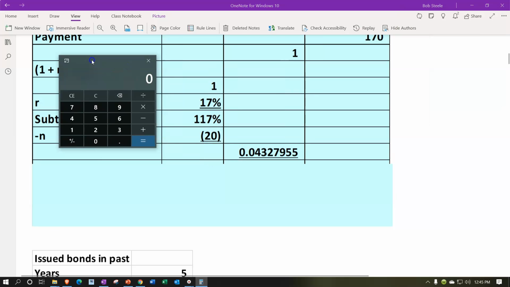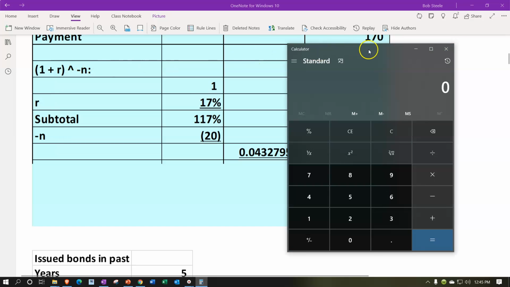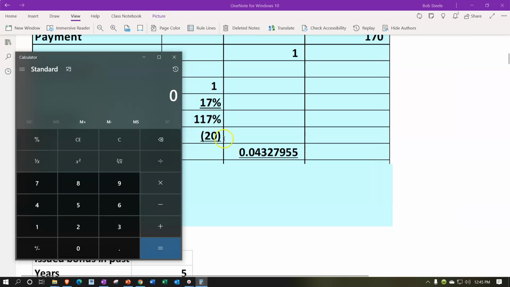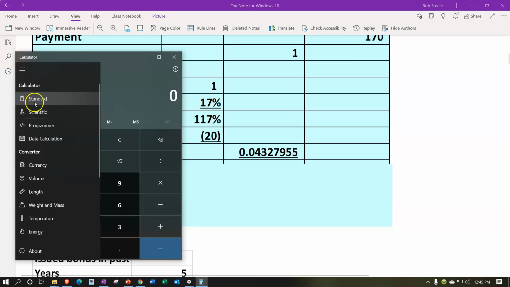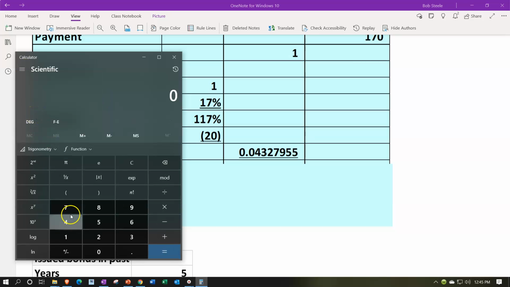Let's go ahead and do that with the calculator, noting that we do need to have a calculator that can take it to the power of negative 20. For us, I'm going to change the standard calculator to the scientific calculator. So there's the 1 plus the 0.17, 1.17, or 117%. And then we're going to take this to the power of negative 20, which is this x to the y. X to the y, that puts the caret up top. It needs to be negative. So I'm going to hit this little negative button down here.